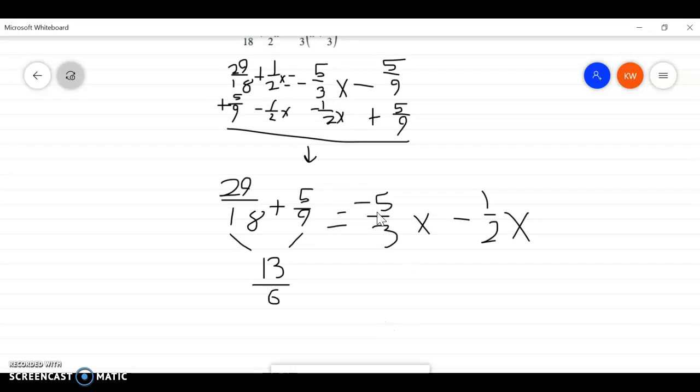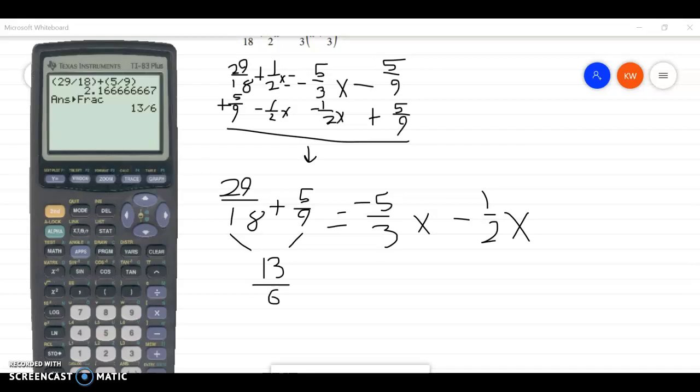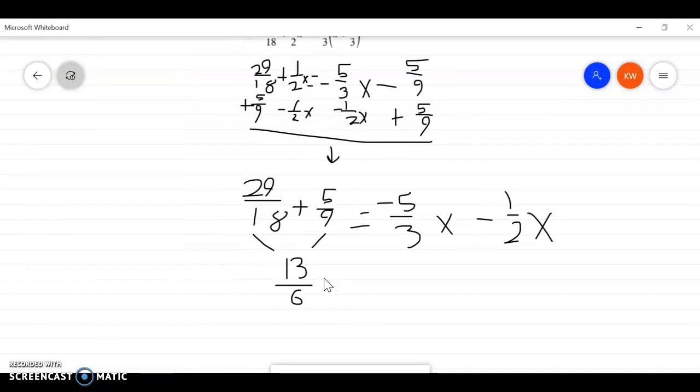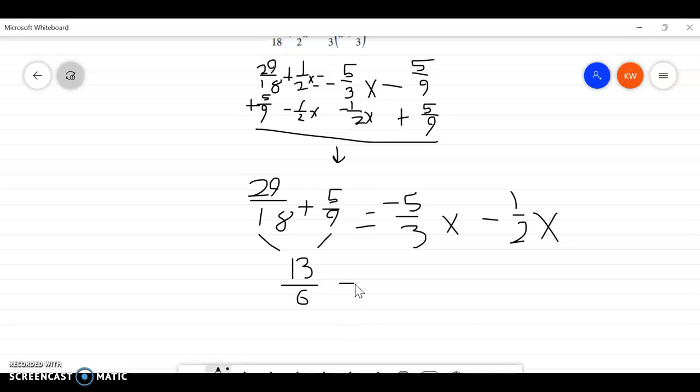Now on the other hand, I got negative 5 over 3 and negative 1 over 2. So let's go through and do that quickly. So I got in parentheses negative 5 over 3 minus 1 over 2. And then when I hit the math on that, I get negative 13 over 6. So negative 13 over 6x.